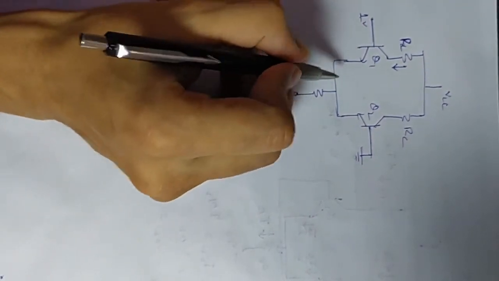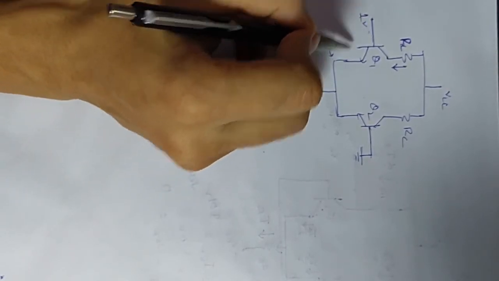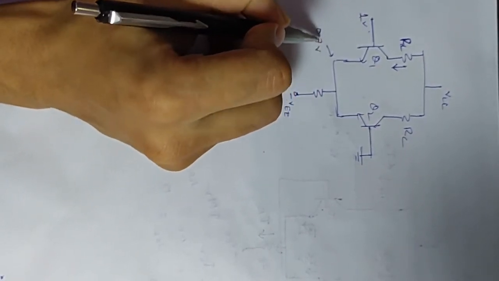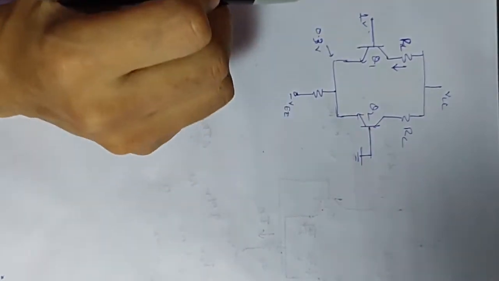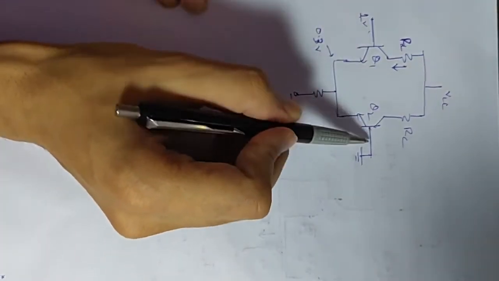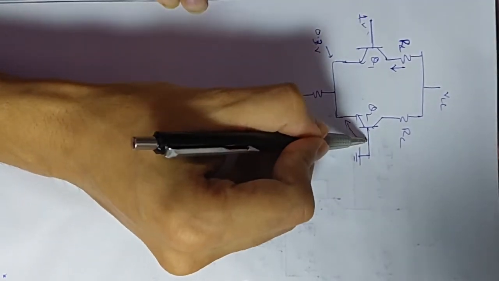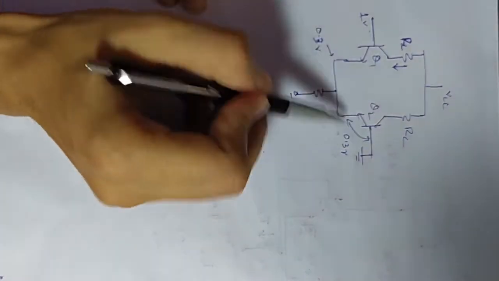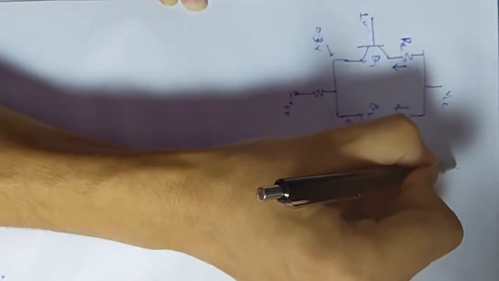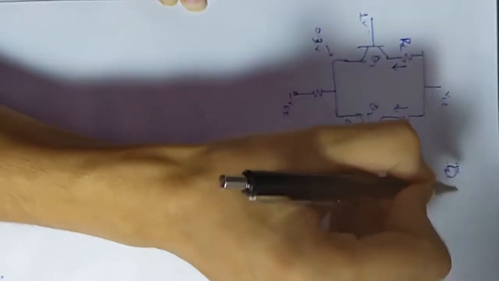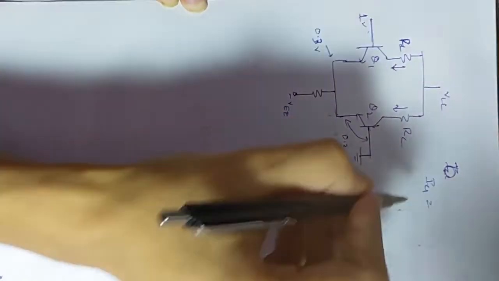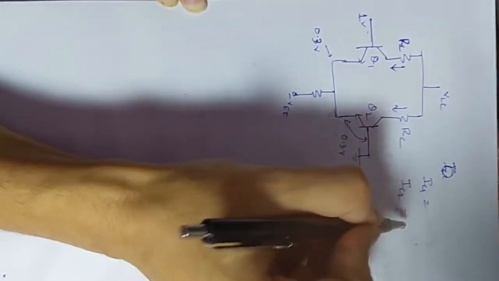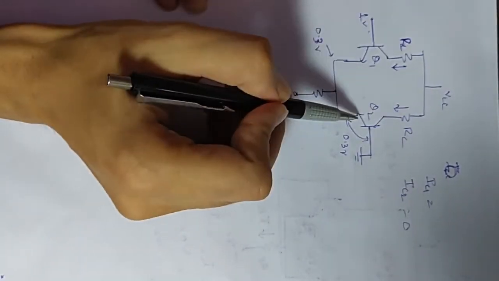So this potential will be 0.3 volt because there will be a 0.7 volt drop, and that base is connected to ground. So there is a voltage difference of 0.3 volt, which is not sufficient to make it forward biased. So that current will be 0. So in this case, your IC2 will be 0, and as a result, this current will be 0.